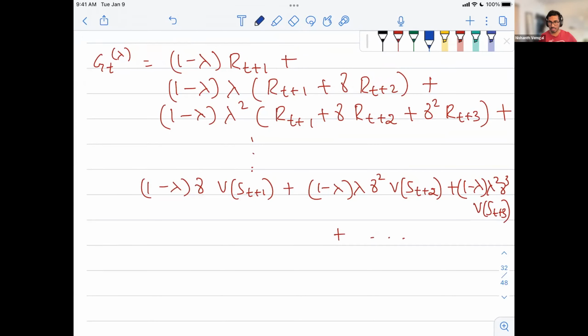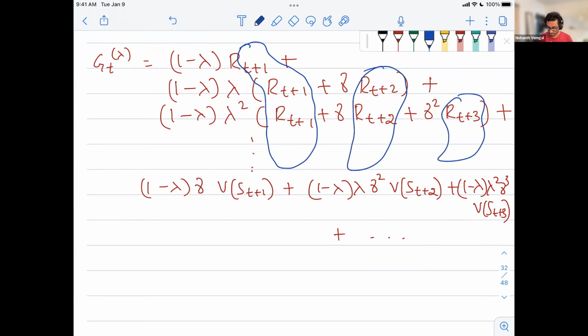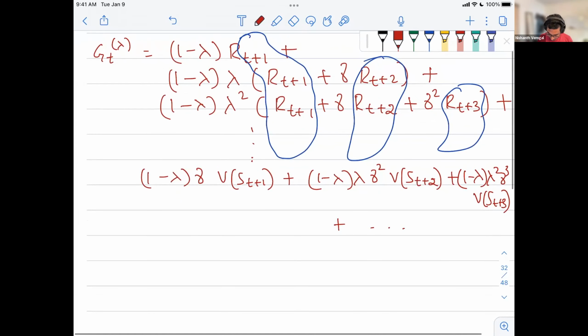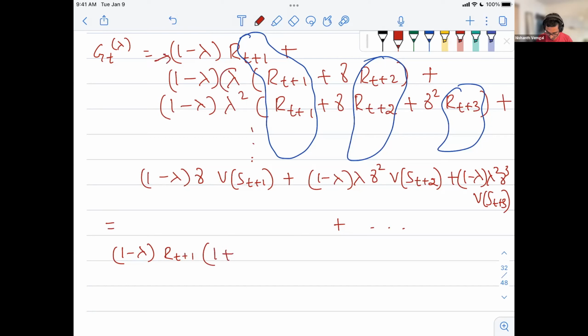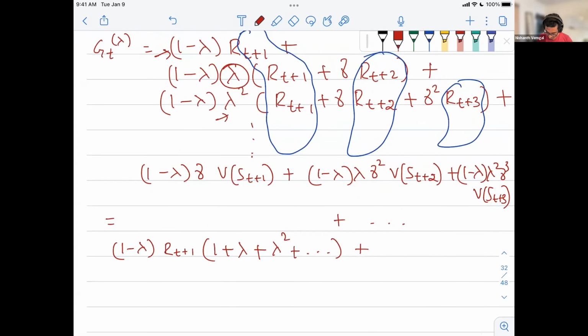Now I'm going to group these rewards in a different manner. I'll collect all the R(t+1) rewards first and group them together. I'll collect all the R(t+2) rewards and group them together, and R(t+3) rewards and group them together. So what I have is 1 minus lambda times R(t+1), times I have 1 here, and lambda here, and lambda squared here, and so on. Similarly, I can do it for R(t+2).